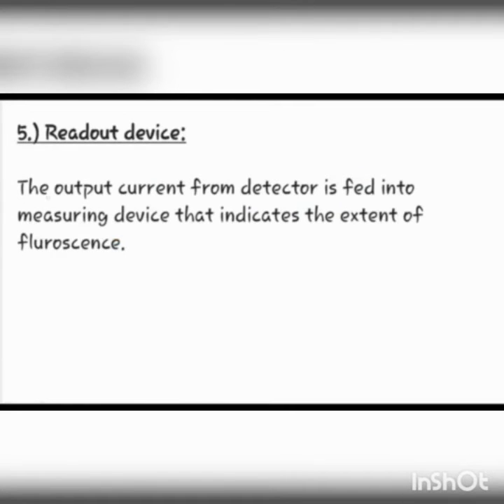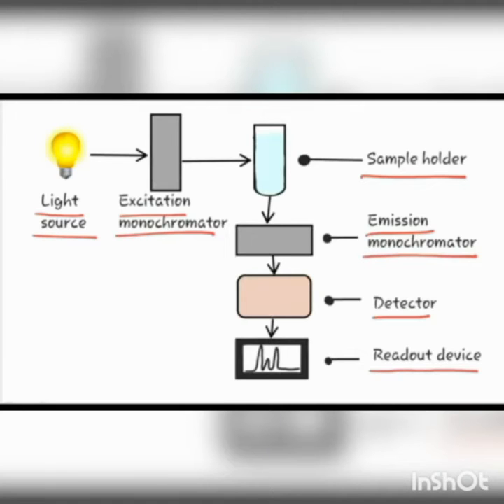The next component is the readout device. The output current from the detector is fed into the measuring device, which indicates the extent of fluorescence produced by the sample. Now one important point in fluorescence spectroscopy: the emission monochromator is always placed at 90 degrees to the excitation light. This is done to minimize the risk of transmission and reflection of the light.